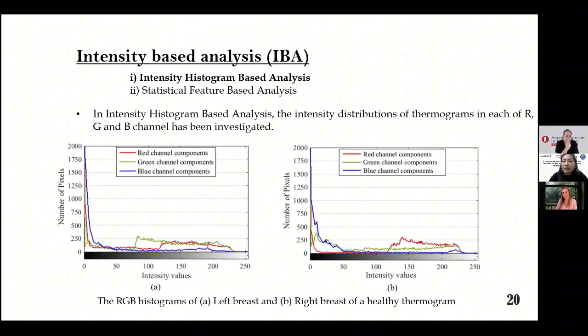So just now we have discussed the temperature-based analysis. Now we'll discuss the intensity-based analysis, because from the segmented thermogram, I have extracted both the intensity and the temperature values. As you can see, the temperature value gives us a good analysis of the abnormality. Now we'll find out whether the intensity gives us the same type of idea. So we have taken 3 different channels. We have separated the 3 channels of the thermogram, the intensity values: the red channel, green channel, and blue channel.